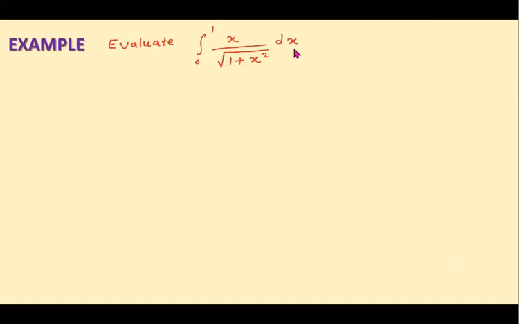Now, if we look at this carefully, we can see that in the denominator, we have a composite function, right? The outside function is a square root function, and the inside function is 1 plus x squared. In U substitution, we look at the derivative of the inside function. The derivative of the inside function will be 2x. But here we only have x. So we multiply there by 2 because we are looking for 2x.